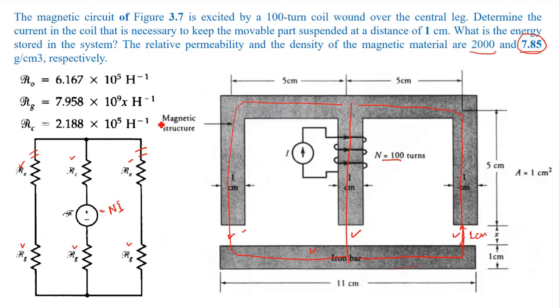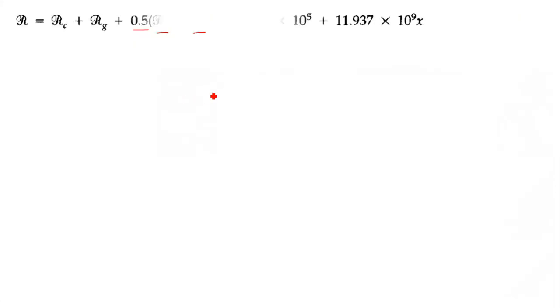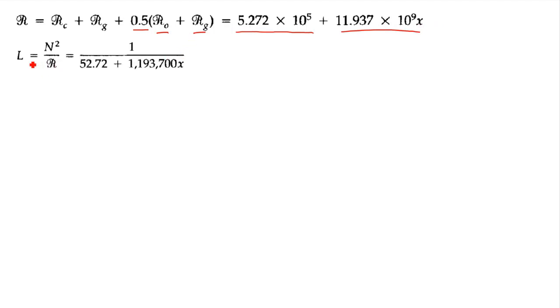So now the whole reluctance we have already seen here. The RG is given in terms of x, right? So your reluctance will become a function of x. We can see here 5.272 into 10 to the power 5 plus 11.937 into 10 to the power 9 x. Okay, so x is the air gap distance, right? So now I can find L. The inductance is nothing but N squared by reluctance.